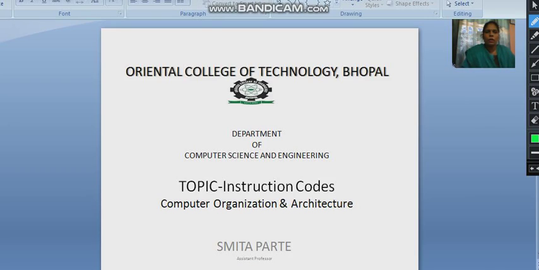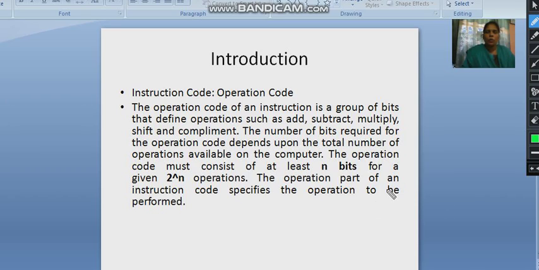Good morning to all. We are going to discuss the topic instruction codes under the subject computer organization and architecture. So, this is the introduction part. What do you mean by instruction code?